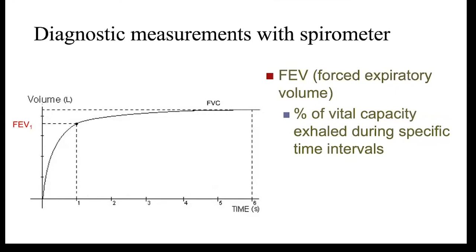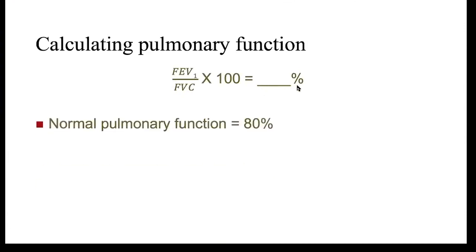Let's put this into practice. Pulmonary function can be calculated using this equation, where FEV1 is divided by FVC. The decimal you get from this division is then multiplied times 100 to give you a percentage. Normal pulmonary function will be around 80%.